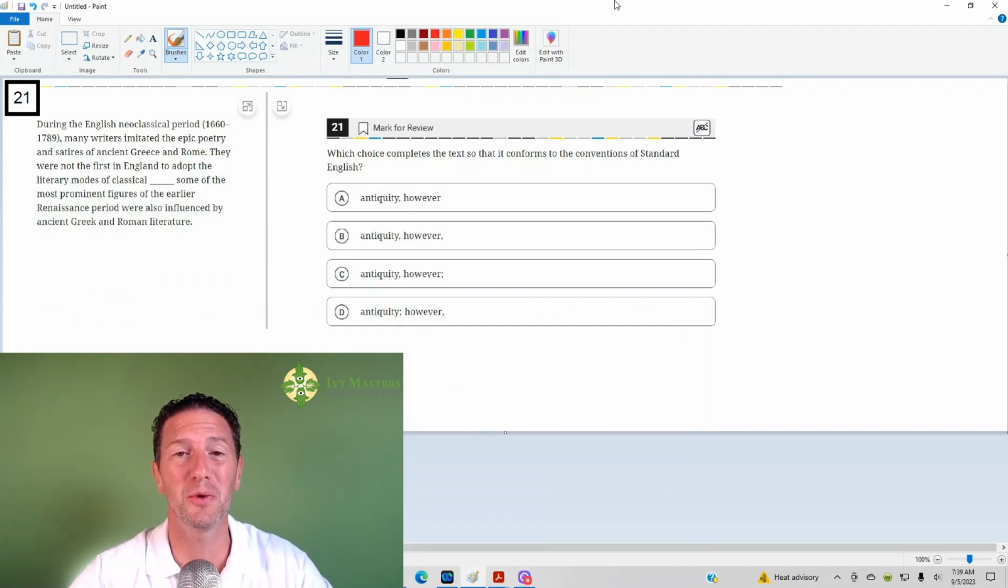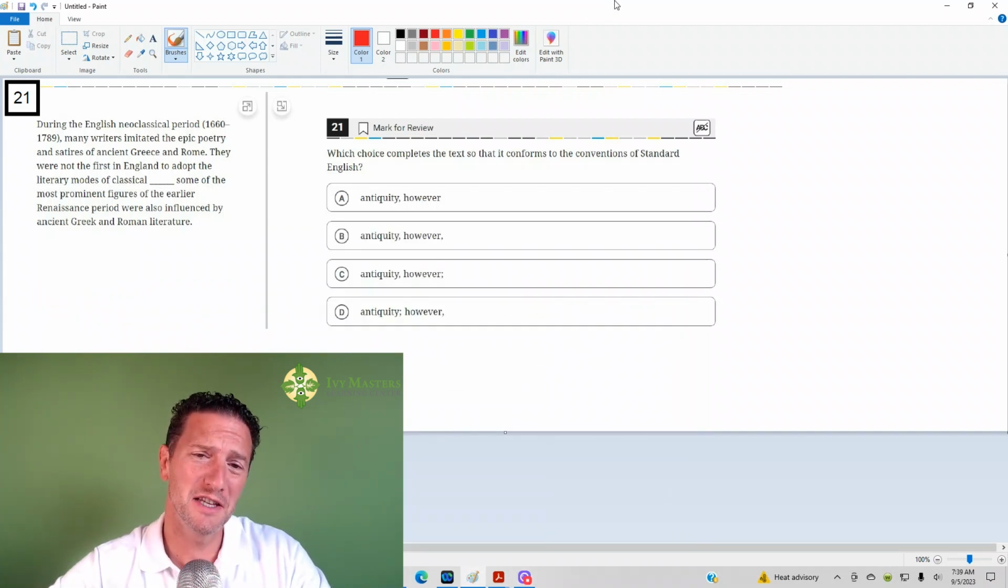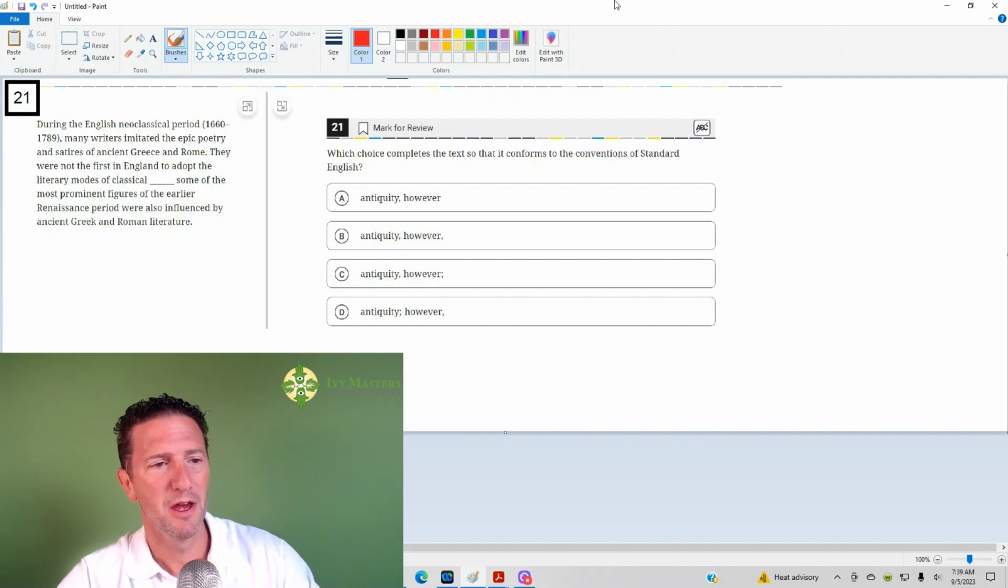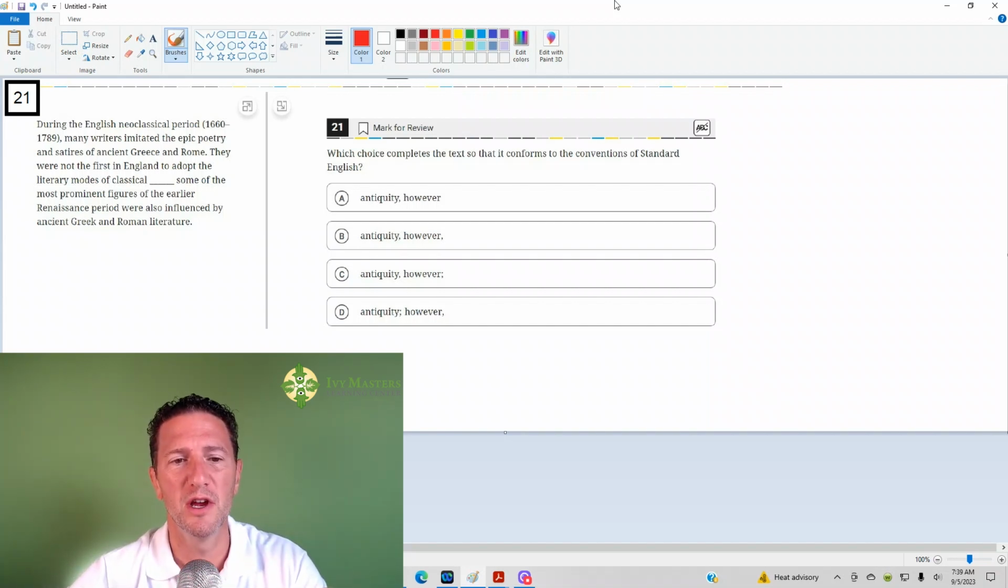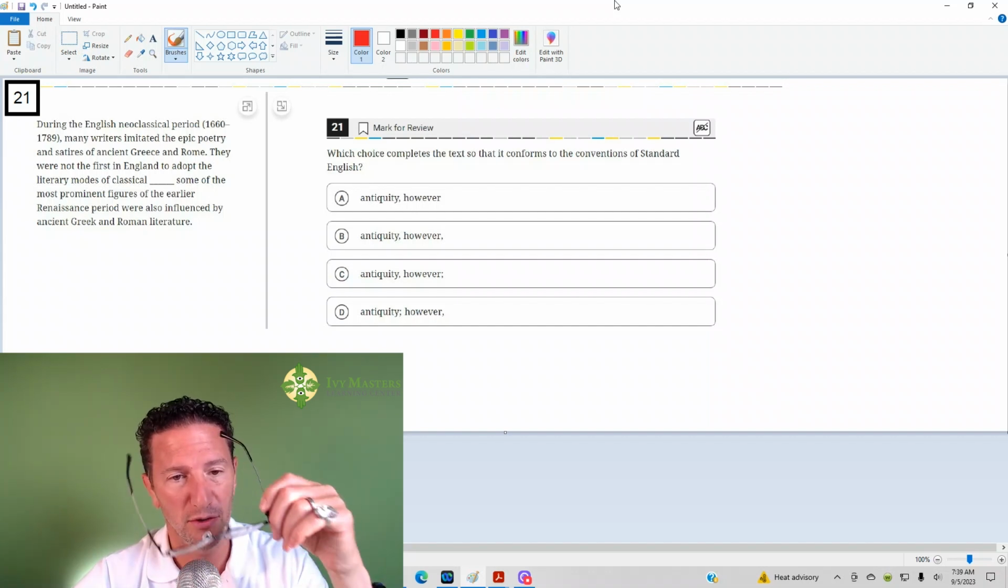Today we're going to look at the 21st question from the Digital SAT, Test 1, Module 1 from the Bluebook app. Number 21. The question reads, which choice completes the text so that it conforms to the conventions of standard English? Good idea to read the question first.